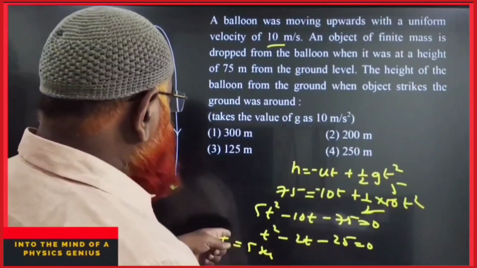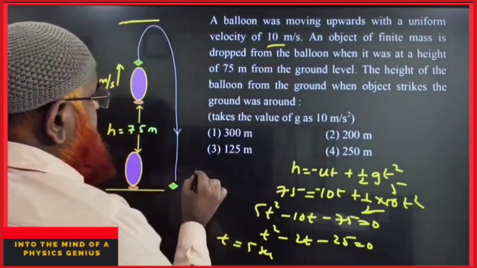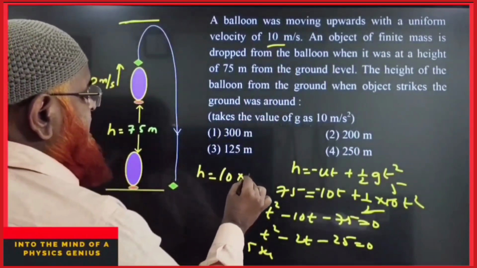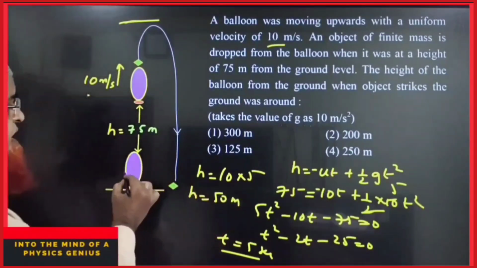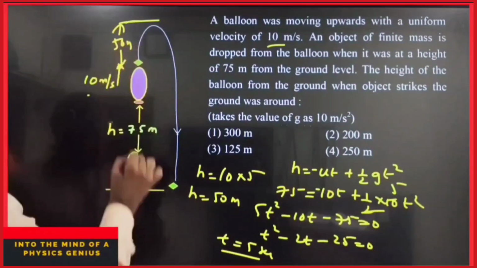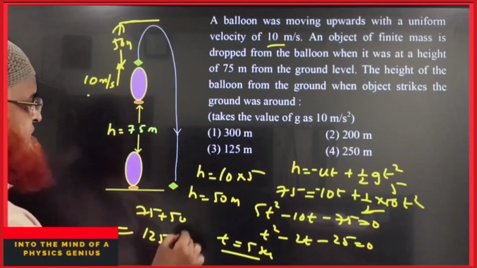Then after 5 seconds, how much will the balloon travel? The height traveled by the balloon is nothing but velocity into time, so h is equal to 50 meters. Already it has traveled 75 meters. Again plus 50 meters. So totally 75 plus 50 is going to be how much? 125 meters is your answer.